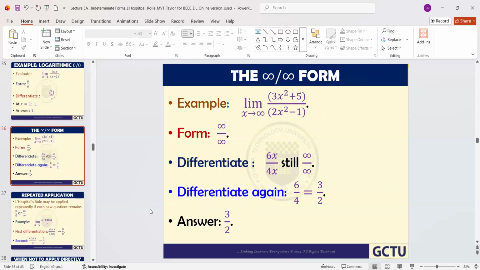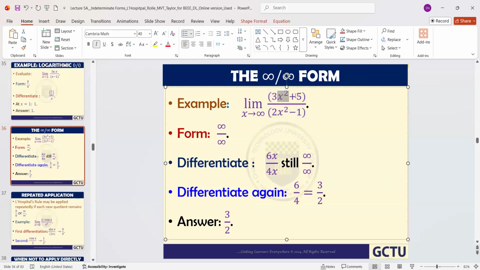Okay. This is an example of infinity over infinity. Again, if you do direct substitution, you end up getting infinity over infinity. But if we differentiate the first time, 3x squared will give us 6x, and 2x squared will give you 4x. Again, if you substitute infinity into this, we still get infinity over infinity. So L'Hopital says differentiate again. If I differentiate again, you see that I'll get 6/4, which gives me 3/2. It is equal to using the indeterminate method where we said if the powers of x are the same for the numerator and denominator, then you use the coefficients.